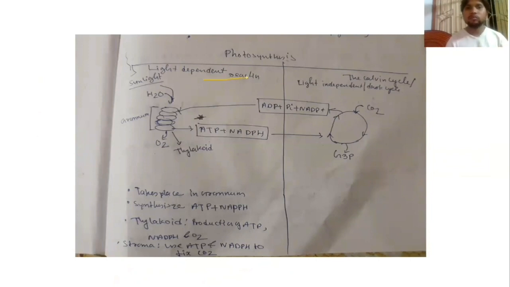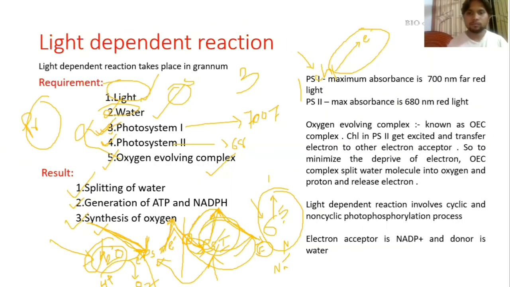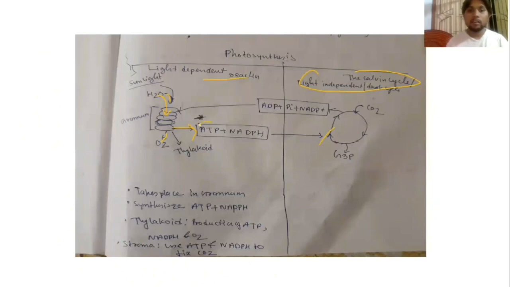See here, this is the light dependent reaction, and this is the light independent reaction. The light independent reaction is also known as the Calvin cycle. We'll go to this part later. See, sunlight is coming, water is also inside the granum, and it is releasing oxygen and producing ATP and NADPH. This ATP and NADPH produced in the granum is released into the stroma.